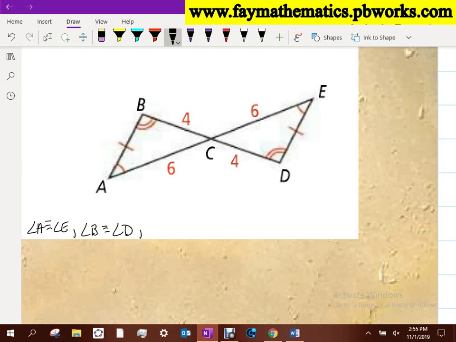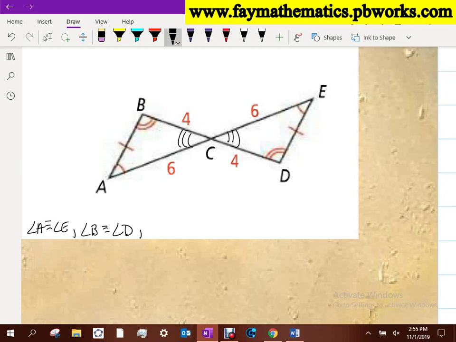Would you guys agree that this angle here is the same as that angle there? Why? Vertical angles. I think that's the most obvious one there. Vertical angles.